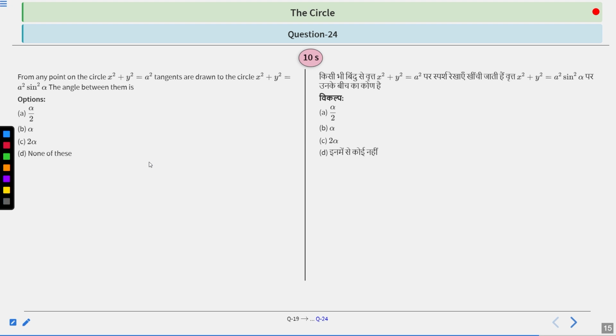And after that, by drawing the figure and by using the properties of circles and triangles, we can easily find the angle between the tangents, right? So in this way, you can try to approach this question. You have 10 seconds to solve or think about this question. After 10 seconds, we will discuss the solution part, right? Okay, let's move to the solution part.